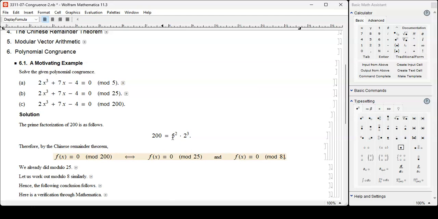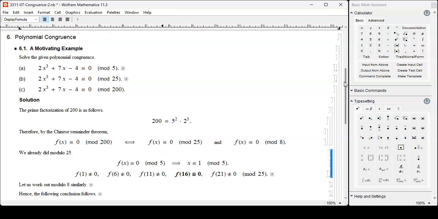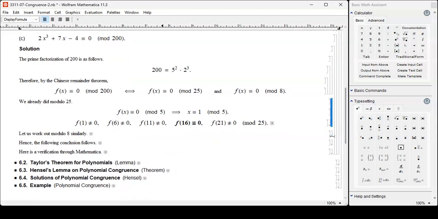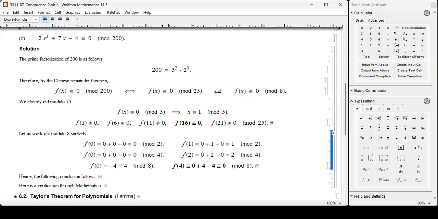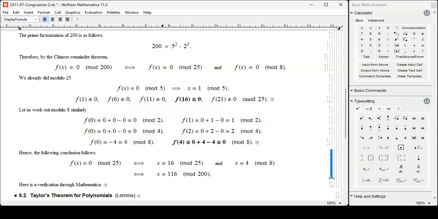What if we have, say, 7 prime factors here, or 10 prime factors here? The same. Using the Chinese remainder theorem, you can decompose this one complicated congruence into 7 simpler congruences or 10 simpler congruences, depending upon how many prime factors there are. In this particular problem, we already did modulo 25, and then we can work out modulo 8 similarly. And then we get this conclusion.